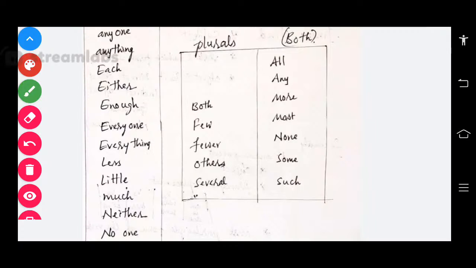And the next part, at the end of this, in the third column: all, any, more, most, none, some, such. So these are based on the context. In the context, if it implies a singular, we have to use singular. If it implies plural, it is to be considered as a plural. So that depends on the context, in the sense of the matter that is given to us, right?